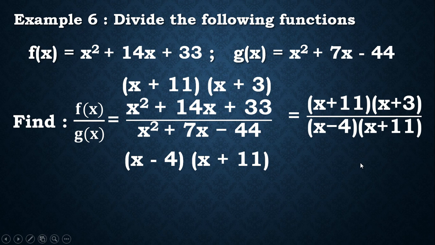And then we have to cancel the common factor in both numerator and denominator, which is x plus 11. And then we come up with x plus 3 over x minus 4. So this will be our answer for example number 6: x plus 3 over x minus 4.